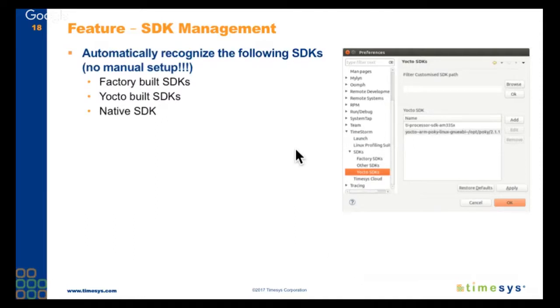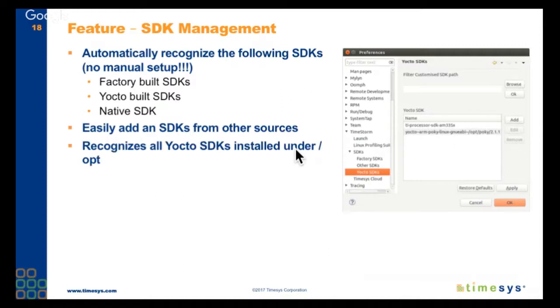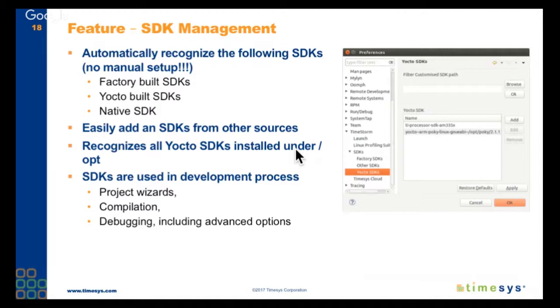Not only that, it automatically recognizes those SDKs. So for an application developer, or for any developer really, that greatly accelerates development. All that we have to do is simply install the software development kit on the same host machine on which TimeStorm runs. And then TimeStorm is going to scan for it, recognize it, and make it available for development, debugging, and all the other actions that it supports. By default, it will search for Yocto SDKs under a specific location, for Factory SDKs under a different location.